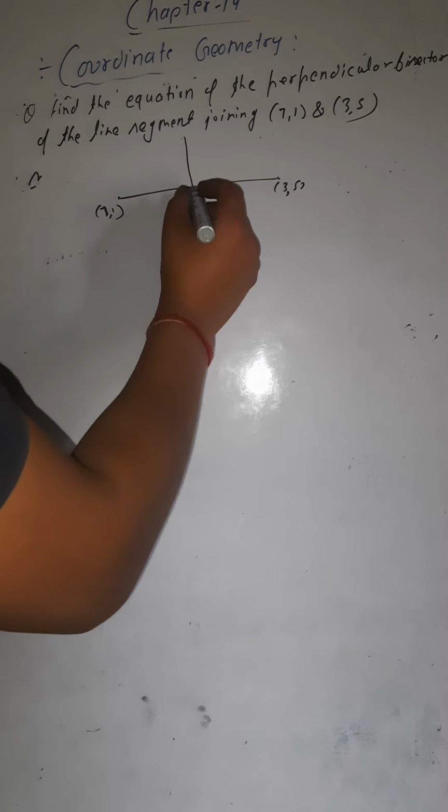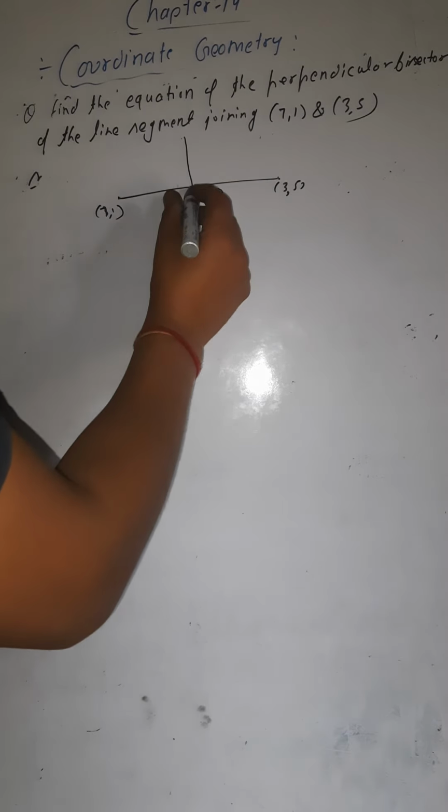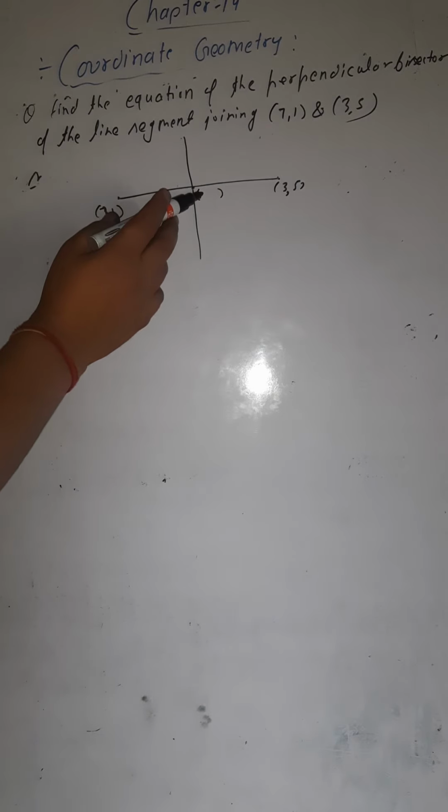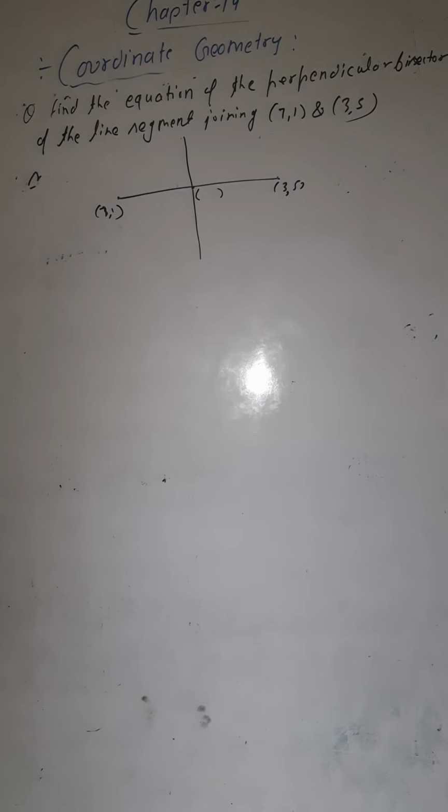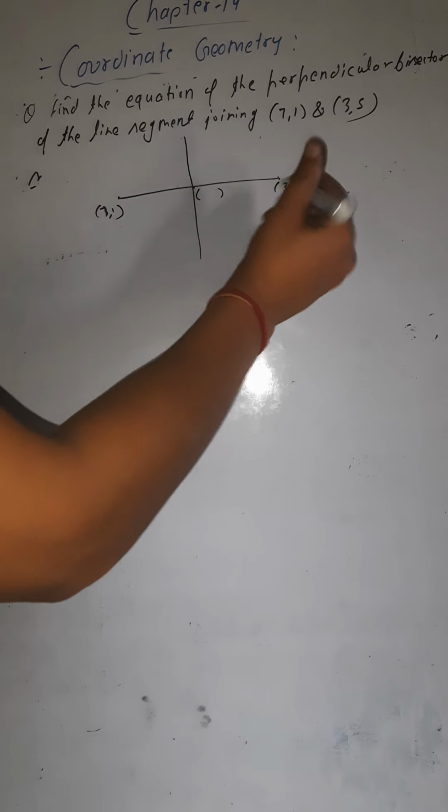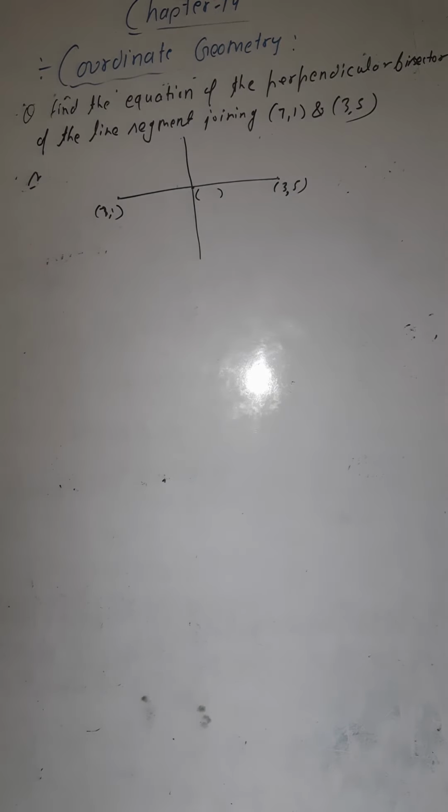Okay. Now first tell me what would be the coordinate of the midpoint here. This is the midpoint. So I will apply the midpoint theorem here. Midpoint theorem: first coordinate will be the sum of the first coordinates divided by 2. This will be the first coordinate. Second coordinate, it's the sum of the second coordinates divided by 2 again. Okay. So this is how we will get the coordinates of the midpoint here.